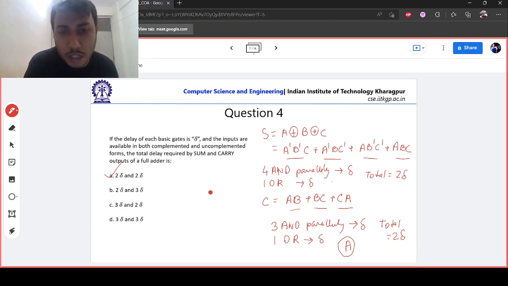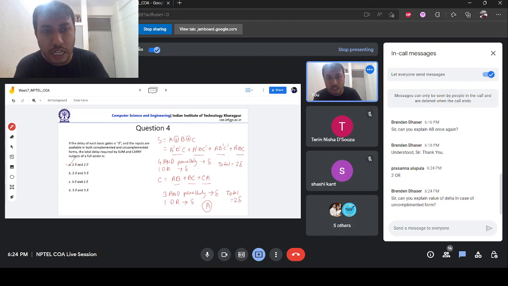So the correct option is A. If you have any doubt, you can ask regarding this. Can you explain the value of delta in case of uncomplemented form? It is given that both inputs are available in complemented and uncomplemented form.